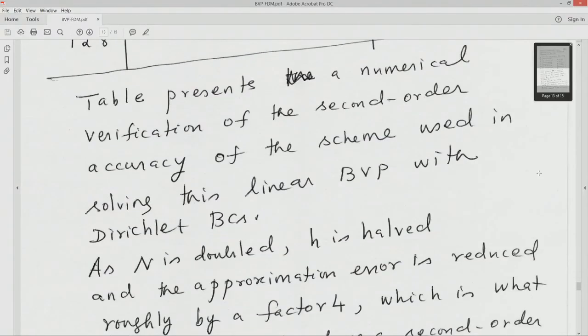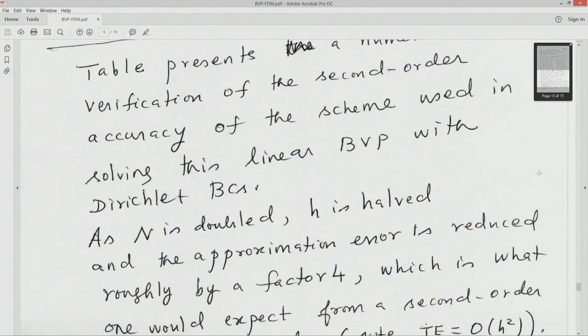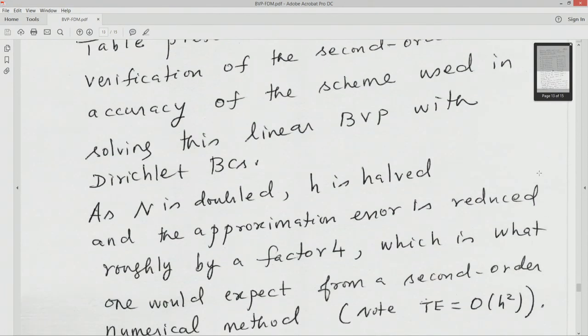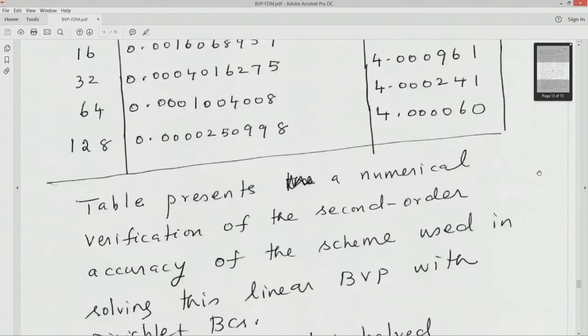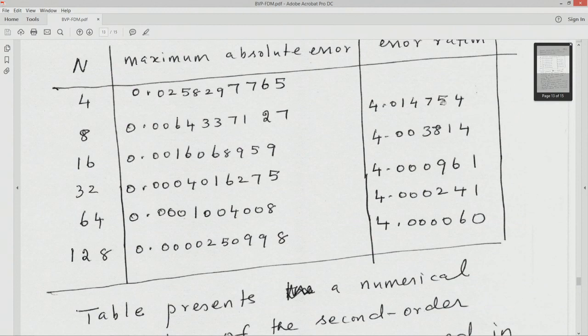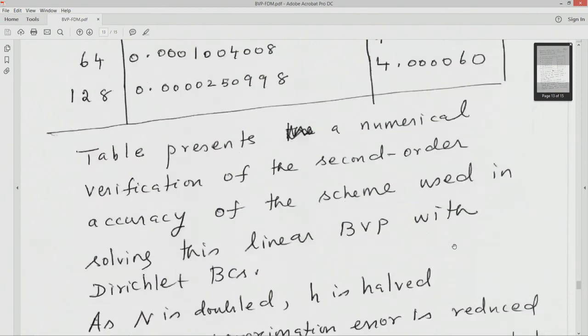So, we observe that as n is doubled, h is halved, and the approximation error is reduced roughly by a factor of 4. Let us just see the error ratio. So, we observe that each time when n is doubled and h is halved, this approximation error is roughly 4 times reduced. That is what happens throughout. What does it indicate?